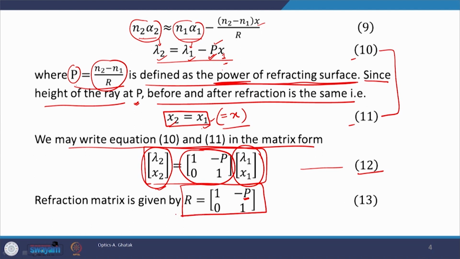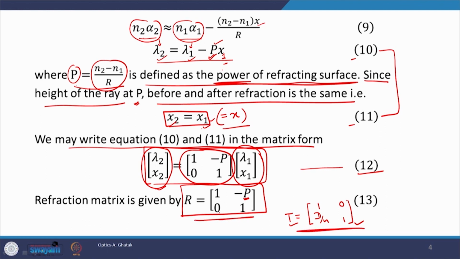We have already derived an expression for the translation matrix, which is given by 1, 0, 1, d by n. This we derived in our previous class, and in this expression capital D is the distance between two points, and a ray is traveling between these two points, and n is the refractive index of the medium. Therefore, we have a matrix for translation as well as for refraction. This matrix is called the translation matrix, while this second matrix is called the refraction matrix.